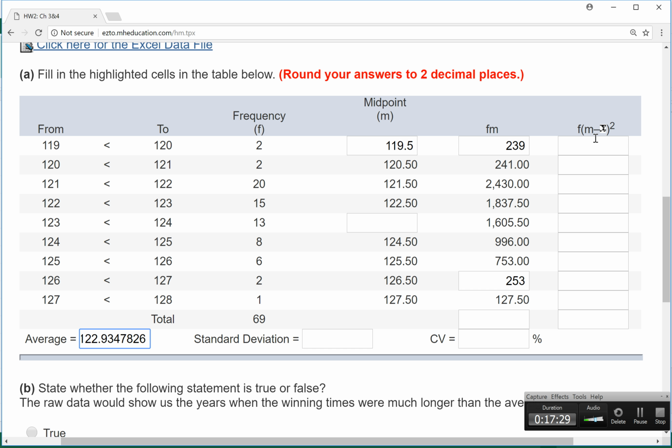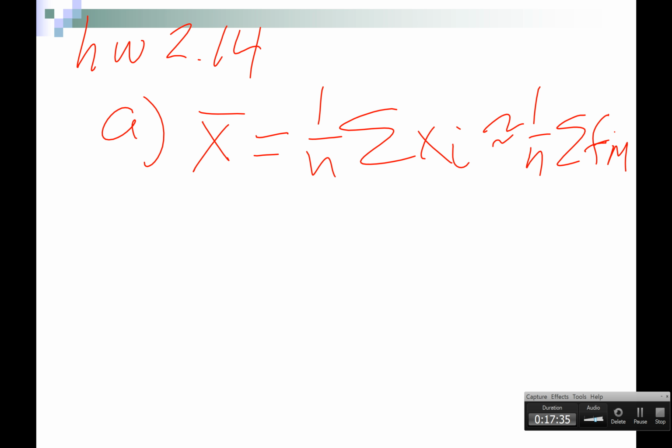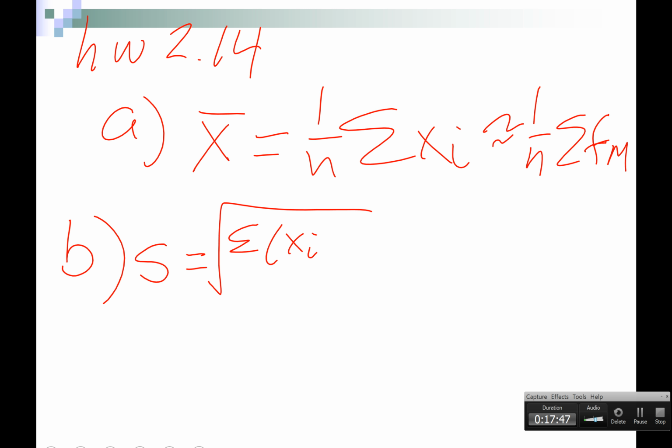Come back over here. Now we want F times the quantity m minus x squared. So we'll call that part B. And what we're really trying to find is the sample standard deviation. And so this is going to be equal to the square root of the summation of xi minus x bar quantity squared divided by n minus 1. But again, we don't know what the x's are.